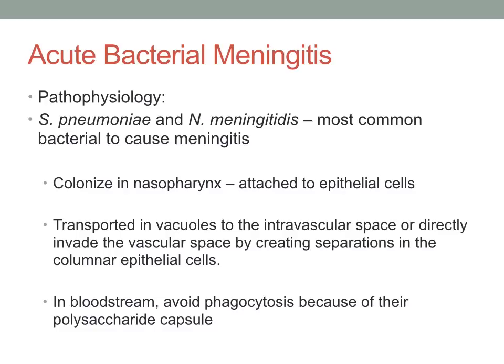However, these particular organisms are what's known as encapsulated. So they have a polysaccharide capsule around them which gives them protection. And because of that, it makes phagocytosis much more difficult. This is where having things like the spleen is going to be helpful to you. But if you're asplenic, then you're not going to be able to fight off these organisms as well.